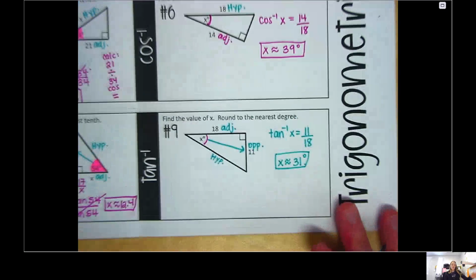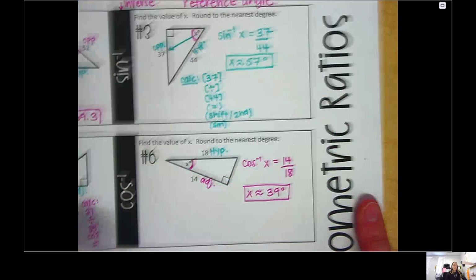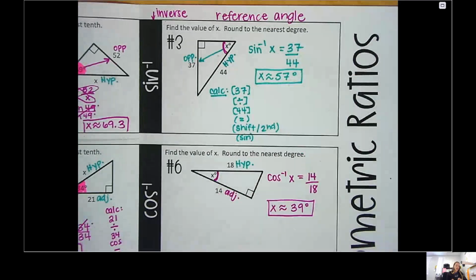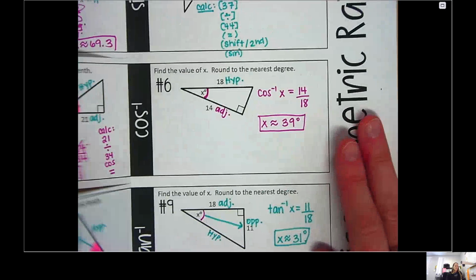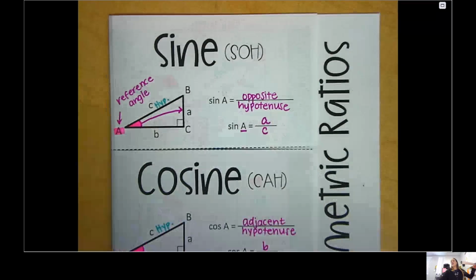Okay, and that's it. So now, you use regular sine, cosine, tangent, the regular ratios, when you're trying to find a side length, and then you'll use the inverse ratios when you're trying to find a reference angle. And that's really important that you know the difference between the two. So now you are ready to do some practice with trigonometric ratios, and you just did trigonometry.